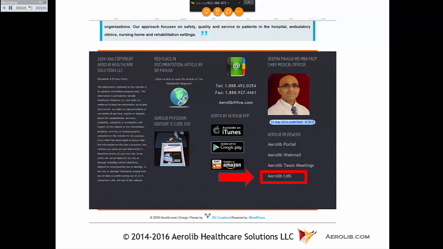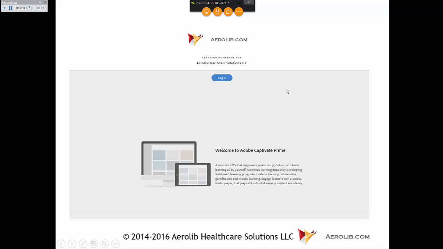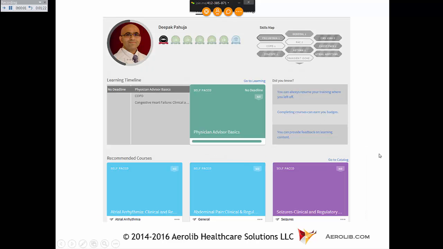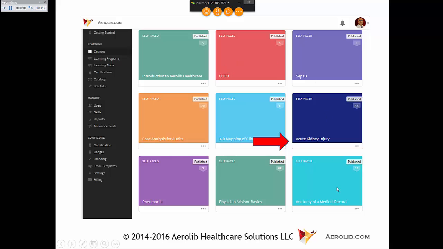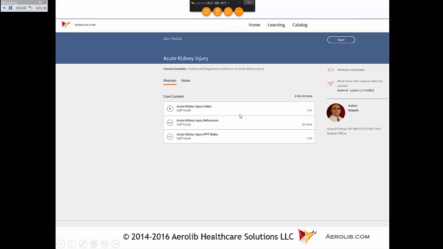People who have access to the learning management system can go to aerolib.com. When you scroll down, the box for Aerolib LMS shows up. Clicking on it will take you to your login page that's been assigned to each user. And then it opens up a dashboard like this, where a lot of topics, your progress, your gamification points, what new topics are there, some recommended courses. Clicking on any one of these courses will open up another page where you have videos, references, PowerPoint slides.